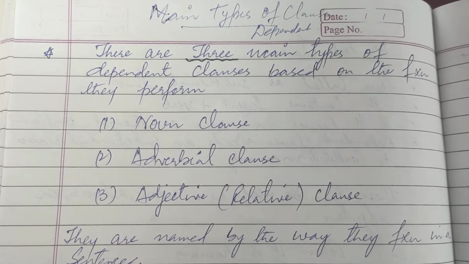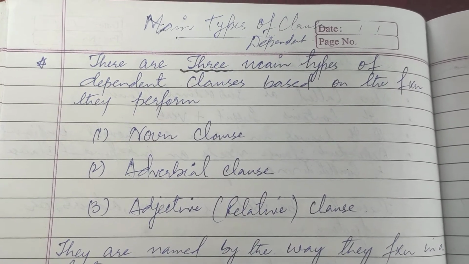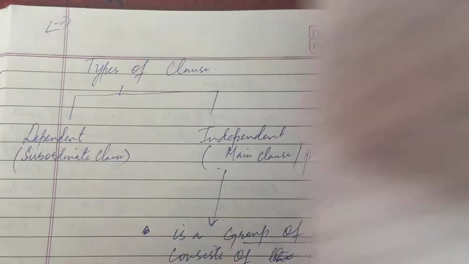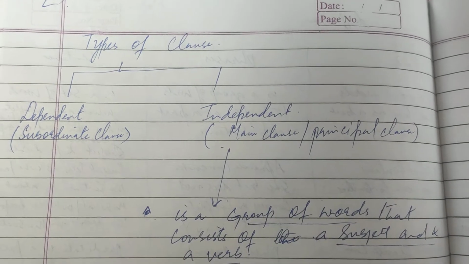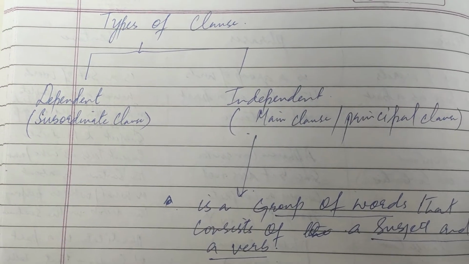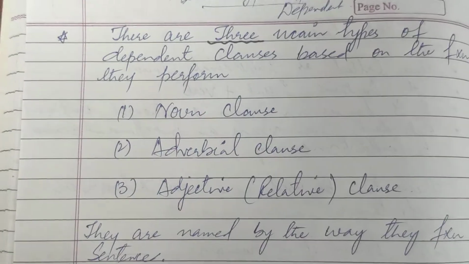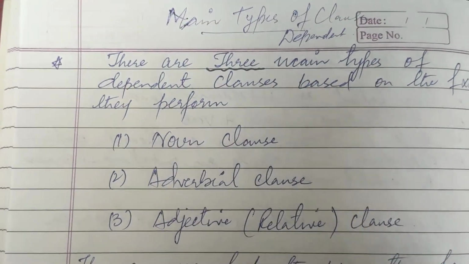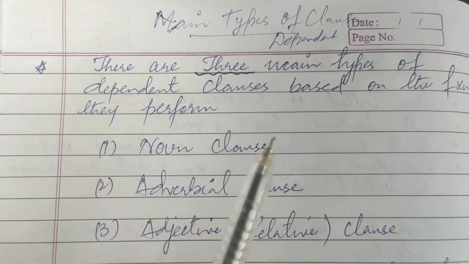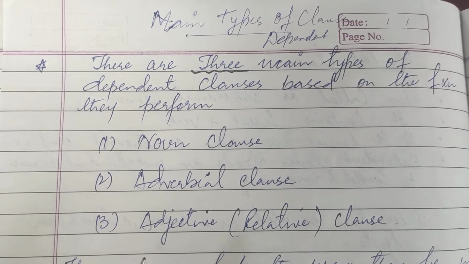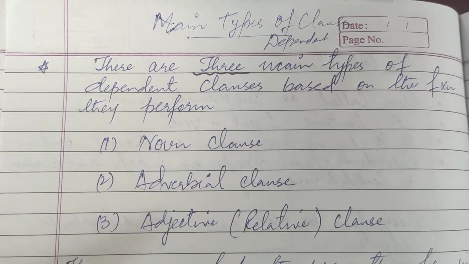This is English class and today we are going through the main types of dependent clause, as we have just learned the types of clause: dependent clause and independent clause. Now we will go through the main three types of dependent clauses, or we can say subordinate clauses. There are three main types based on the function they perform in the sentence.